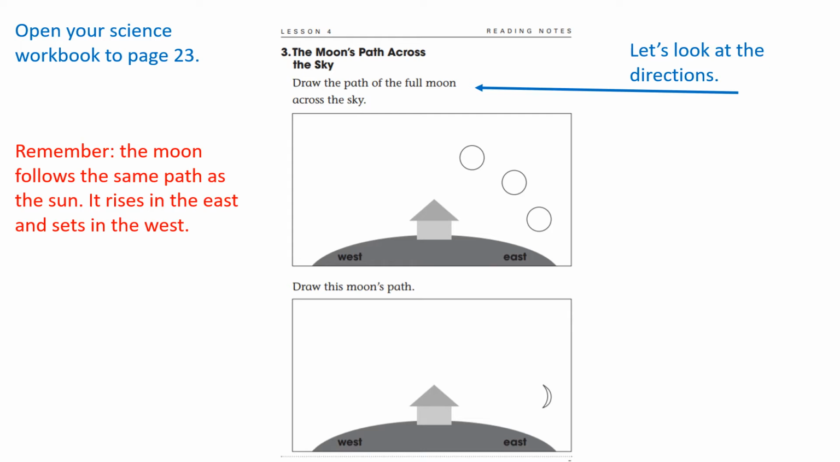The next spot you'll draw, the moon is right above the house. And continue the pattern heading west. Remember, the moon follows the same path as the sun. It rises in the east and sets in the west.